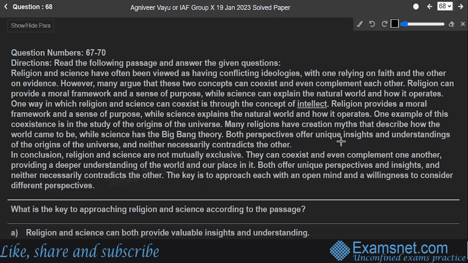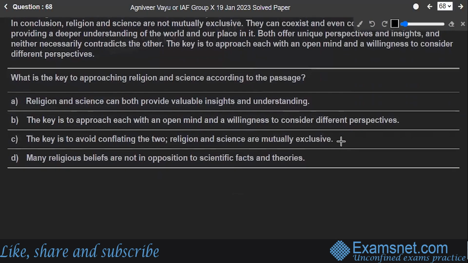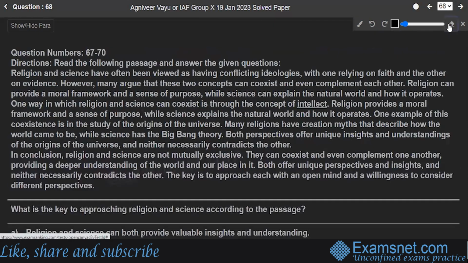Next is question number 68. What is the key to approaching religion and science according to the passage? Religion and science can both provide valuable insights and understanding. The key is to approach each with an open mind and a willingness to consider different perspectives. The key is to avoid conflating the two. Religion and science are mutually exclusive. Many religious beliefs are not in opposition to scientific facts and theories. Well, the correct answer to the question.